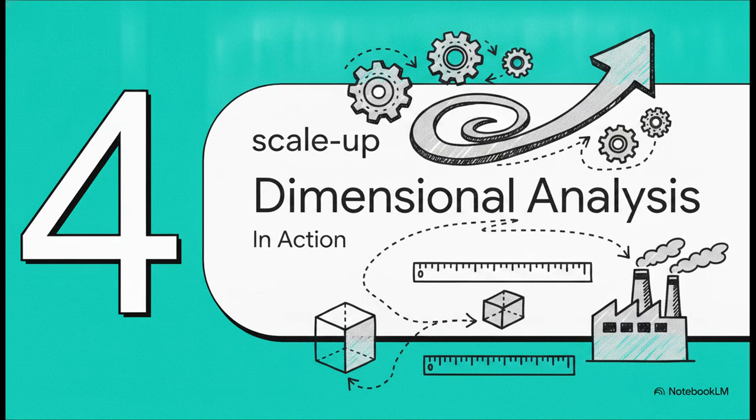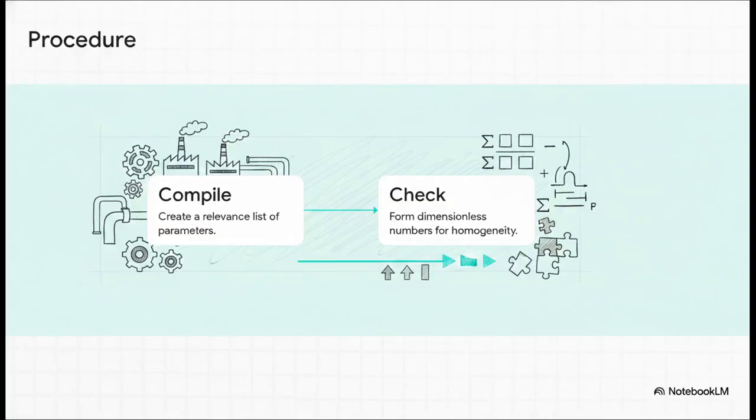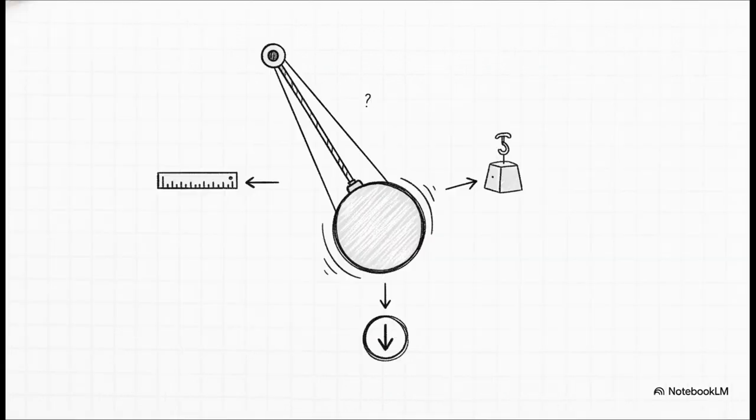And that leads us to our final stop, Section 4, Dimensional Analysis in Action. So that seemingly impossible task of scaling up, it actually becomes completely manageable when you follow this strict two-step mathematical procedure. It is an incredibly structured way to cut right through the chaos of massive industrial processes. Step 1 is compiling a relevance list.